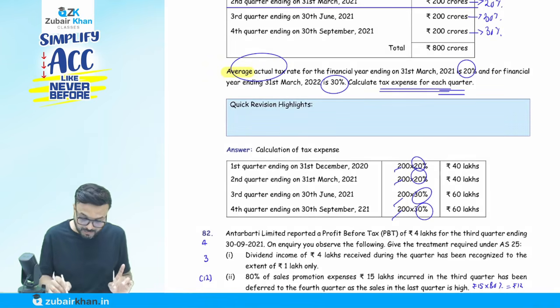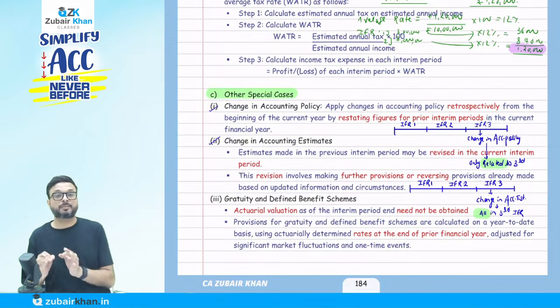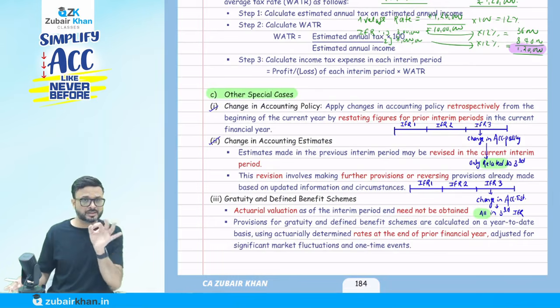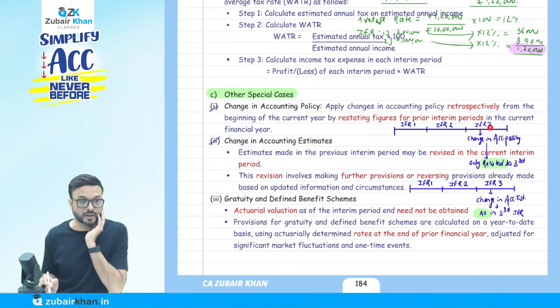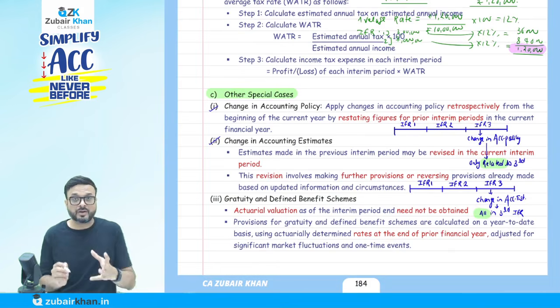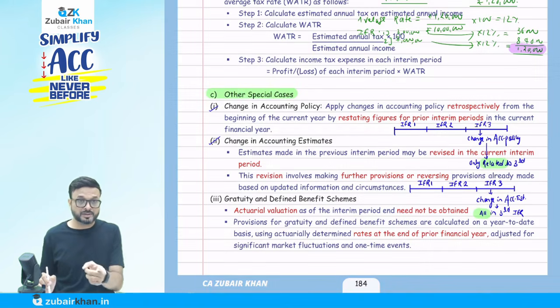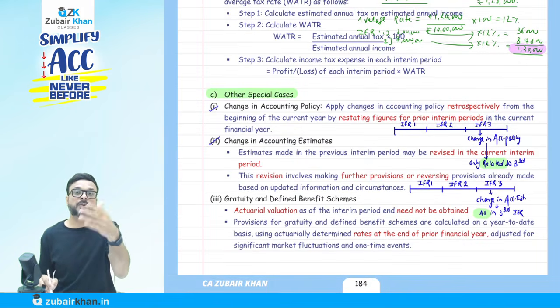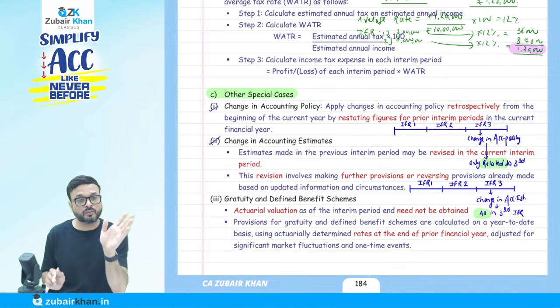Now the last discussion is special cases. These 2 points are important: change in accounting policy and change in accounting estimate. Listen carefully. Whenever there is a change in accounting policy, for example, we are in the third quarter. We don't have to give the effect in the third quarter for all the interim financial reports 1, 2, 3. If there is a change in accounting policy, we give the effect in the third quarter only in that interim. What about the previous two? We have to apply it retrospectively. I mean to say, for interim financial reporting 1 and 2, we will restate them.